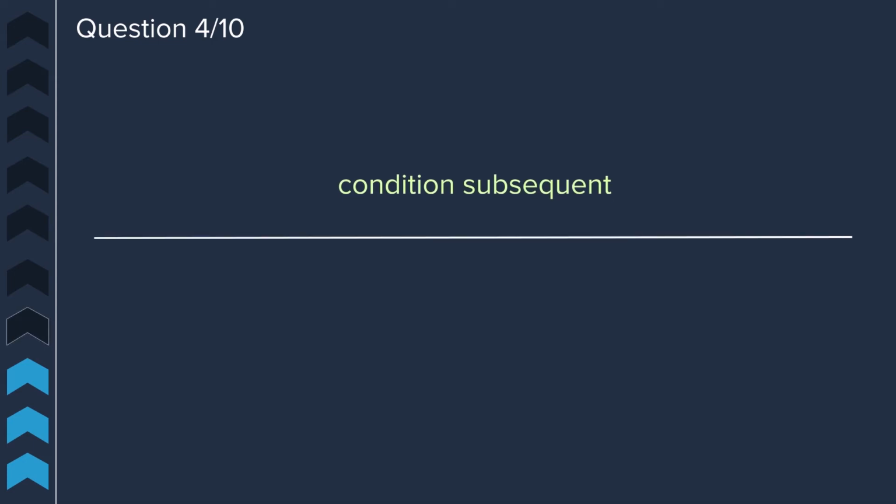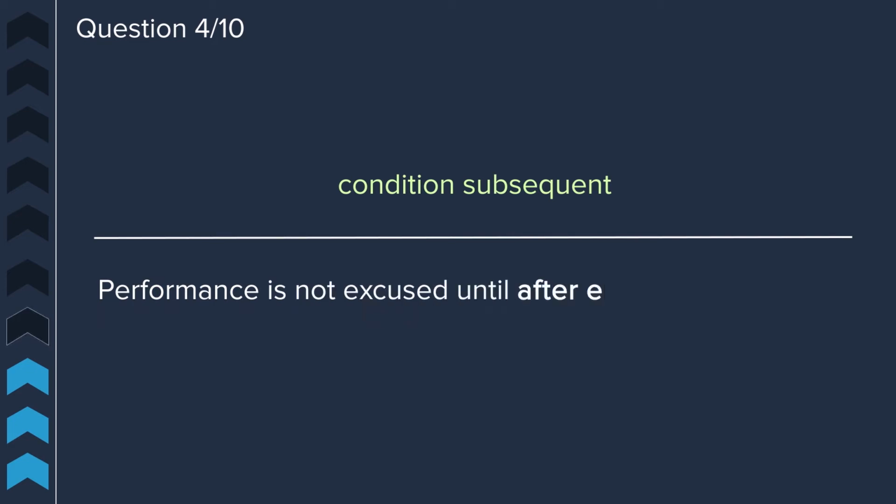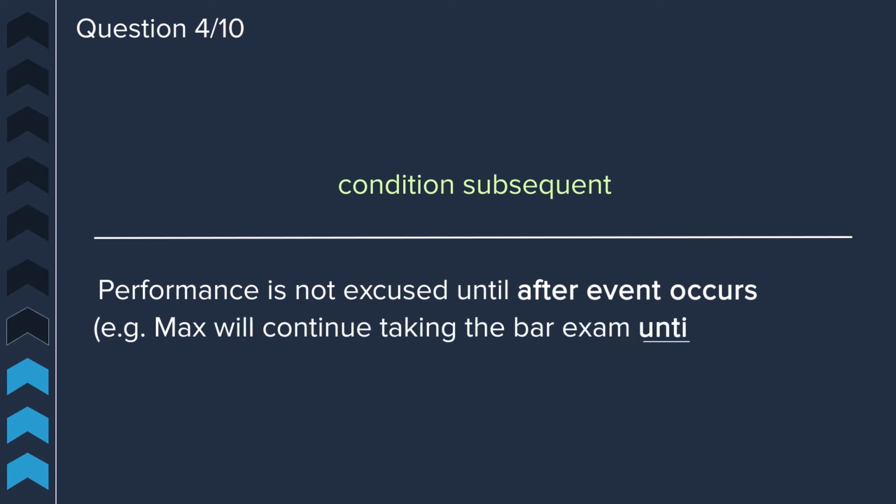Question 4. Define condition subsequent. In a condition subsequent, performance is not excused until after the event occurs. So for example, Max will continue taking the bar exam until he passes it.